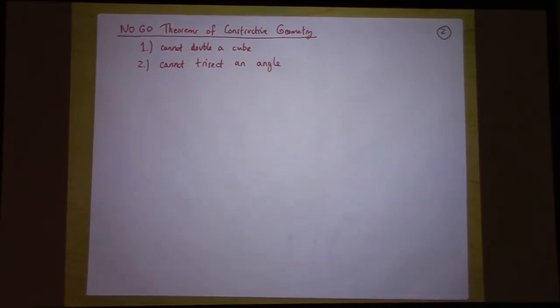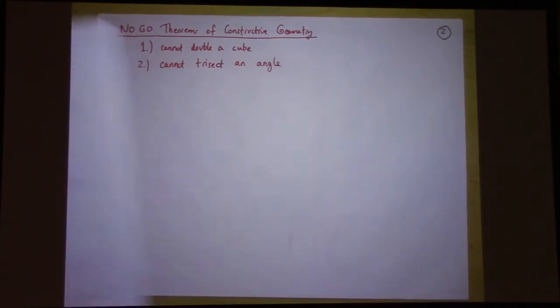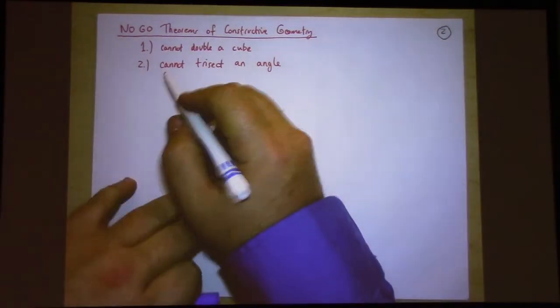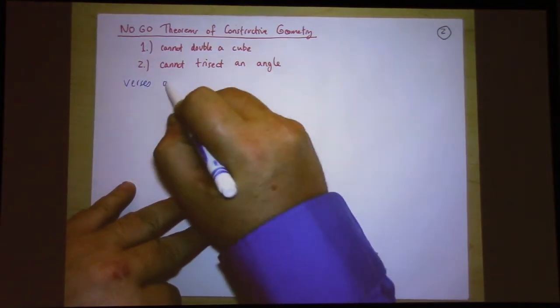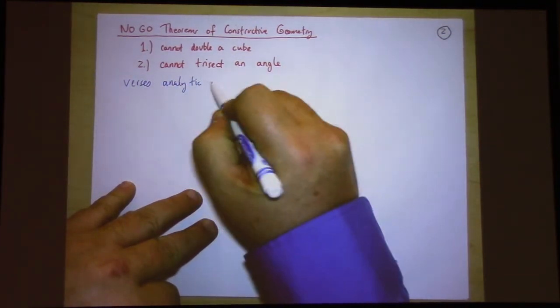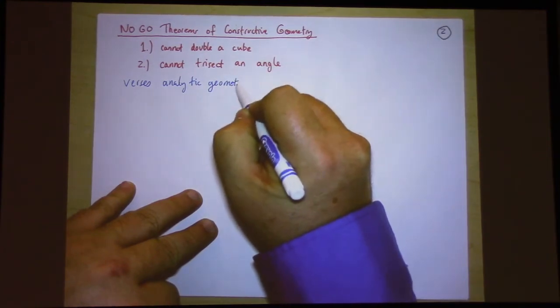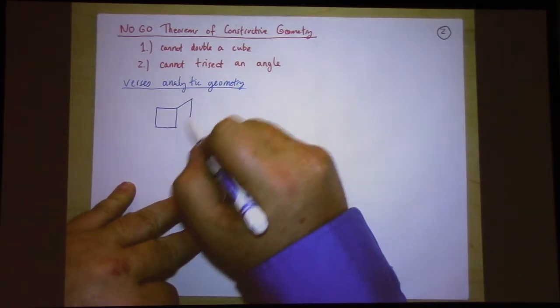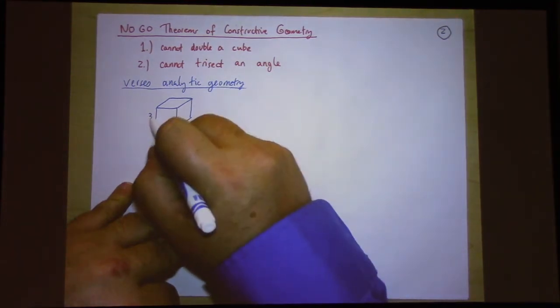So let me get back to the homework if I can find it. Now, you can do both of these things with analytic geometry with ease, right? Seriously, it's not a big deal. How would you double a cube? Let me give you a cube. If you're just allowed to use numbers, I give you the cube, and you pick any side length you want. Let's use side length 3, 3, 3.